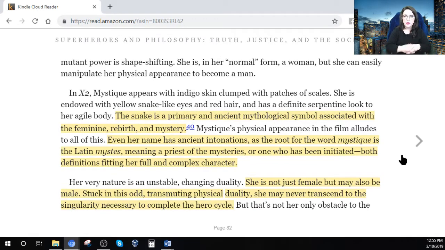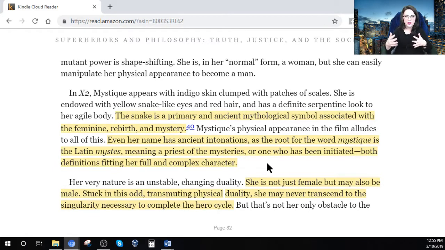Housel does describe Mystique to you, and she says that she has the yellow snake-like eyes with the red hair and the serpentine look because she has the scales on it. And she says that the snake is a primary and ancient mythological symbol associated with the feminine, rebirth, and mystery. Mystique's physical appearance in the film alludes to all of this. Even her name has ancient intonations, as the root word mystique is Latin for mystes, meaning a priest of the mysteries or one who has been initiated. Both of these definitions fit her character.